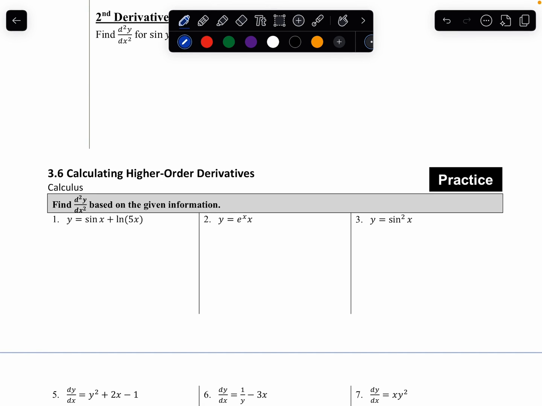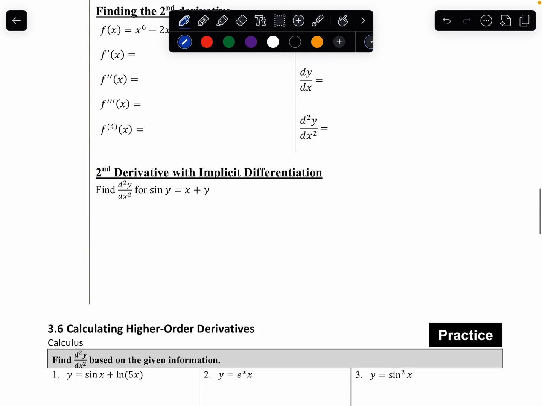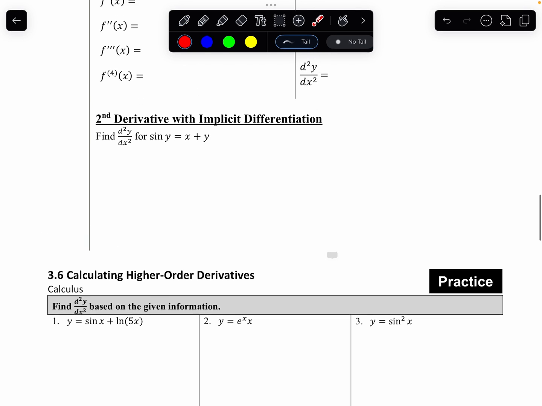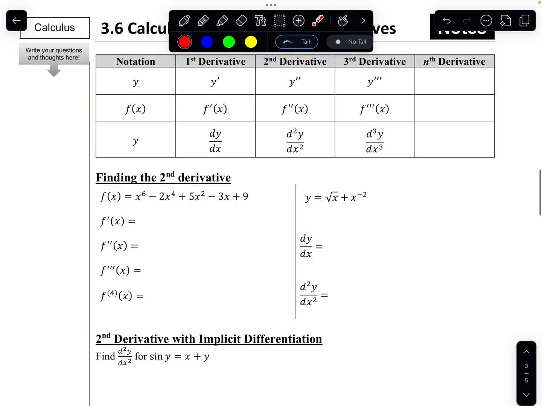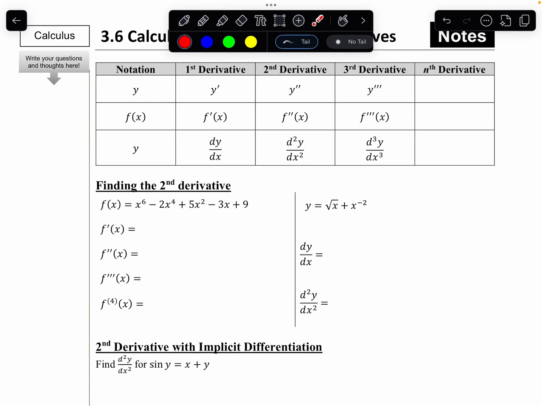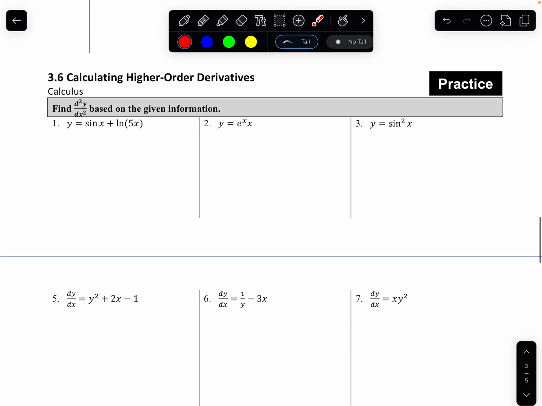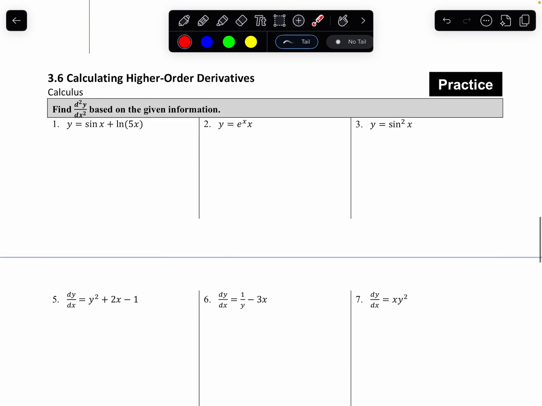Hey guys, I'm gonna go over the part of the 3.6 video where we go over the practice problems. There is a video in Canvas where someone else who made these notes will go over the first part of this right here. I'm gonna go over all the practice problems.